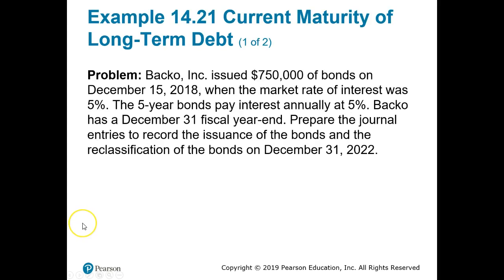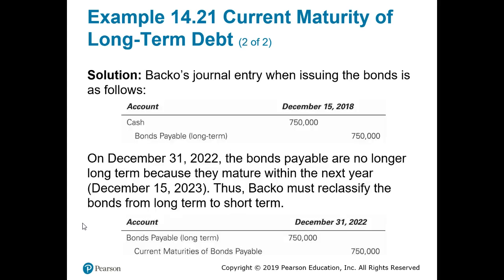Tobacco Incorporated issued $750,000 of bonds on December 15, 2018. They pay interest annually at 5% on December 31st. Let's look at the entries for this bond. First, on the date that they're issued, we show cash coming in at $750. Bonds payable is classified as long-term, $750.